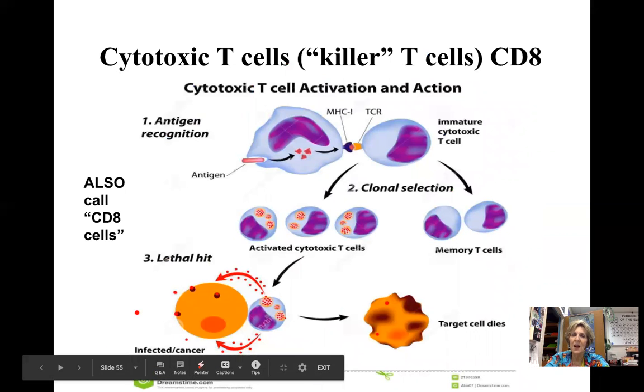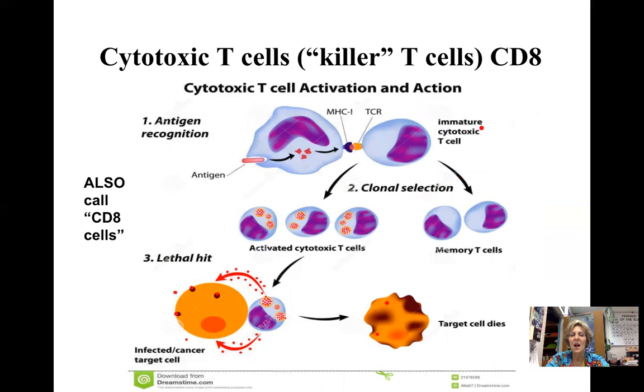So these cytotoxic or killer T cells are also called CD8 cells because their receptor on the top of their cell is called a CD8 receptor. It's called a CD4 receptor on the helper T cell, just so you know. And so again, here I have an antigen presenting cell. It's going to bond here with an immature cytotoxic T cell, which is going to go through clonal selection. We saw this in a similar way with the helper T cells. Now I've got a whole bunch of these activated killer T cells.